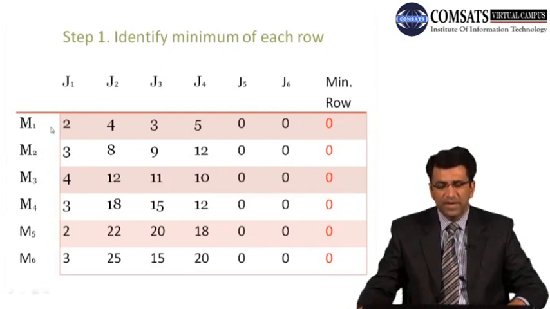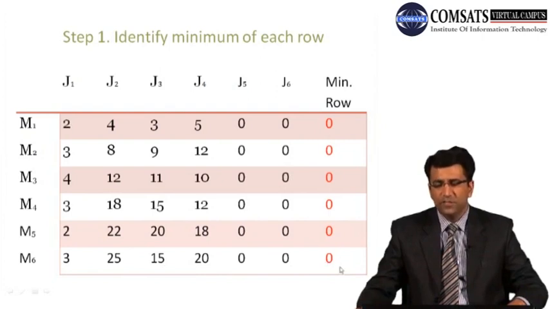Now you can see that this is the first row, and the minimum value out of this first row is 0. Similarly, in the second row, the minimum value is 0 again. In the third row, the minimum value is 0. Fourth row, the minimum value is 0. Fifth row, the minimum value is again 0. In the sixth row, again, the minimum value is 0.